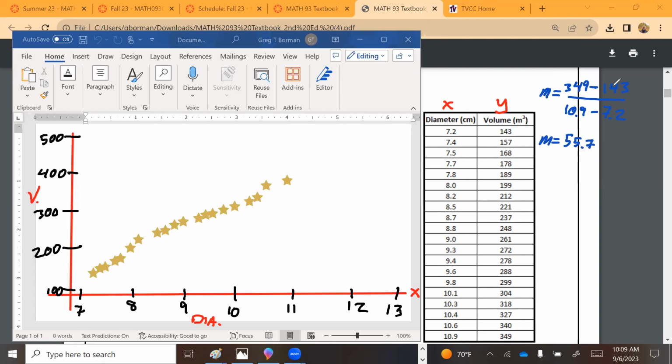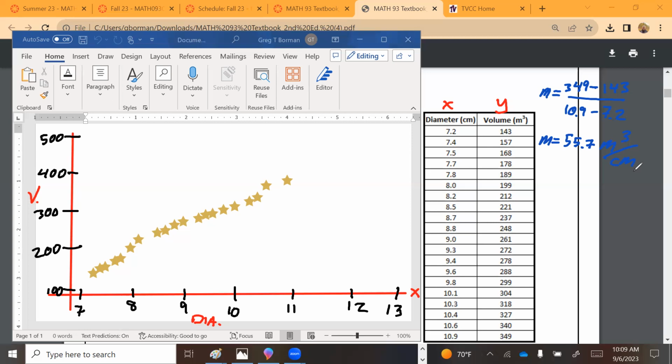55.7 what? Well, we did our volume divided by our diameter, or in other words, cubic meters divided by centimeters. So our units are going to be cubic meters per centimeter. How many cubic meters of volume does the tree increase by for each centimeter that the diameter increases? Okay, that's the idea, and that's the answer to part B.